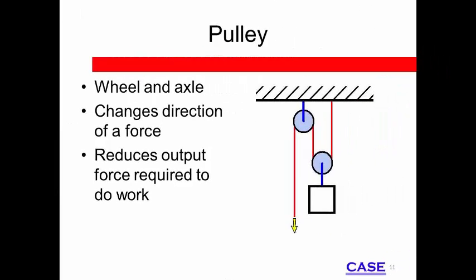Pulleys are a wheel and axle used to change the direction of an applied force. A system of pulleys can reduce the input force needed to lift an object.